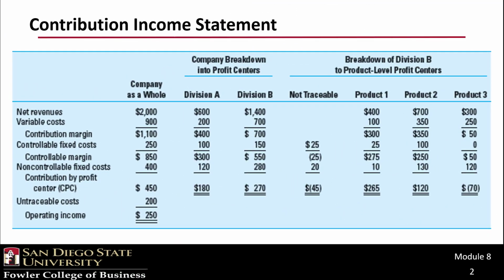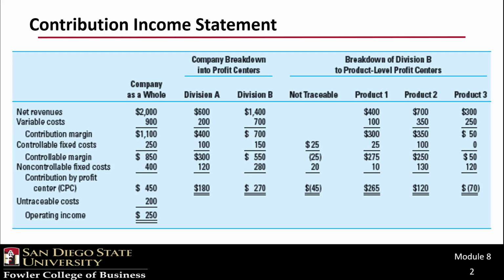So a common form of profit center evaluation is the contribution income statement, which is based on the contribution margin developed for each profit center and for each relevant group of profit centers. So contribution by profit center, or CPC, measures all costs traceable to and therefore controllable by the individual profit center, including traceable fixed costs. Subtracting the controllable fixed costs from the contribution margin results in the center's controllable margin.